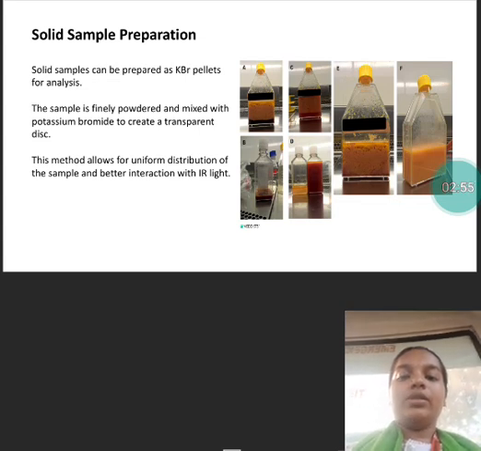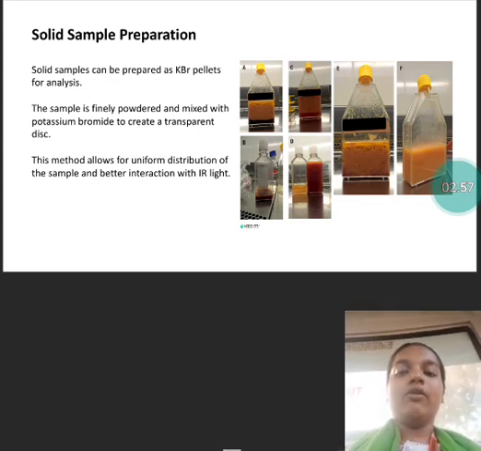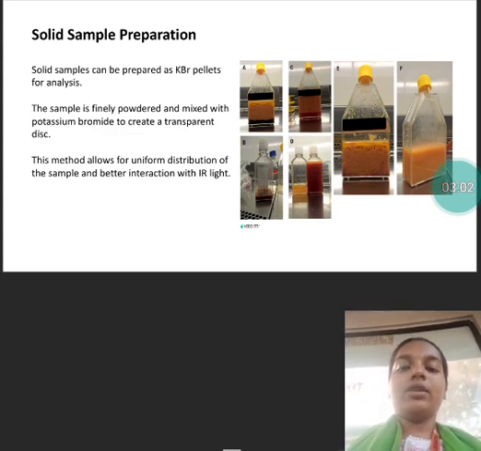Solid sample preparation is also used for the KBr pellet for analysis. It is finely powdered and mixed with potassium bromide to create a transparent disc.